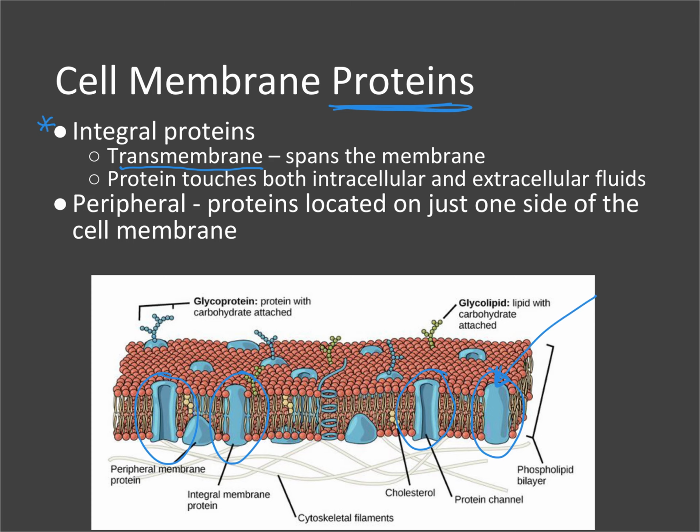Now, peripheral proteins are located on just one side of the cell membrane. So they might be on just the inside, or they might be on just the outside of the cell membrane. So you can see here that there's one inside here, and then there's one kind of sticking out the outside here. And we'll talk about how the different types of proteins have different functions.